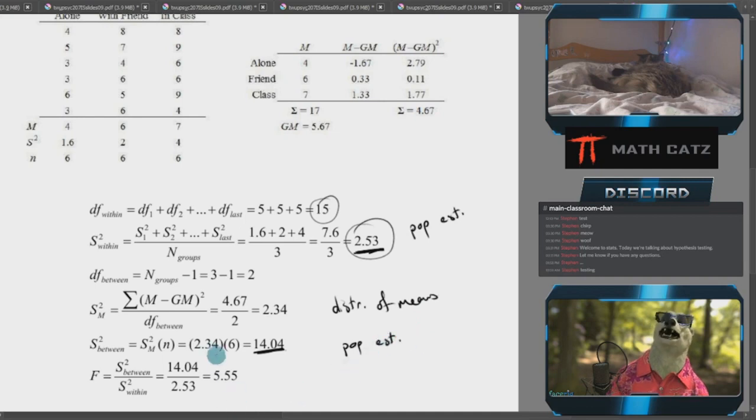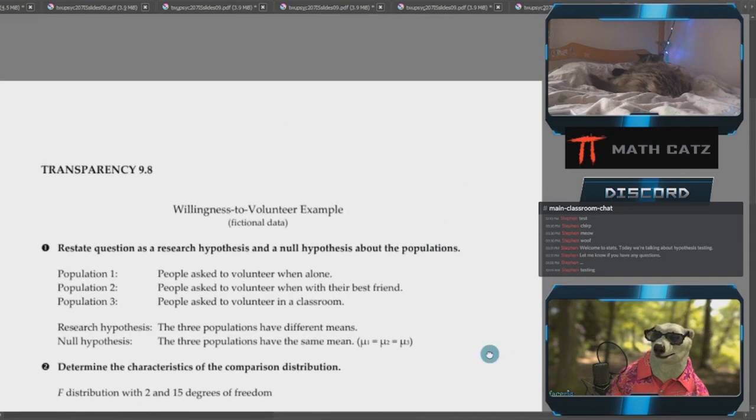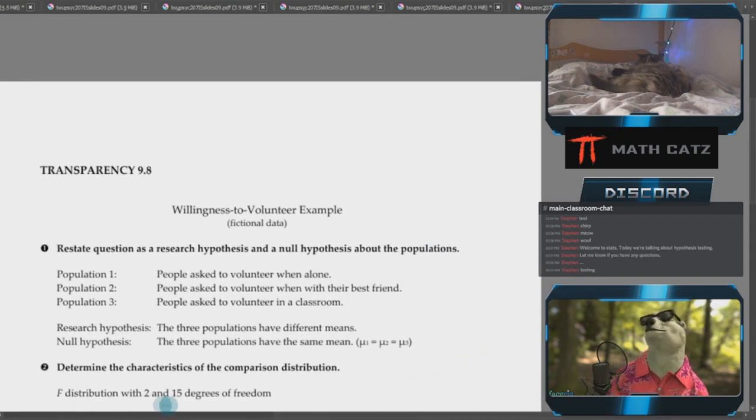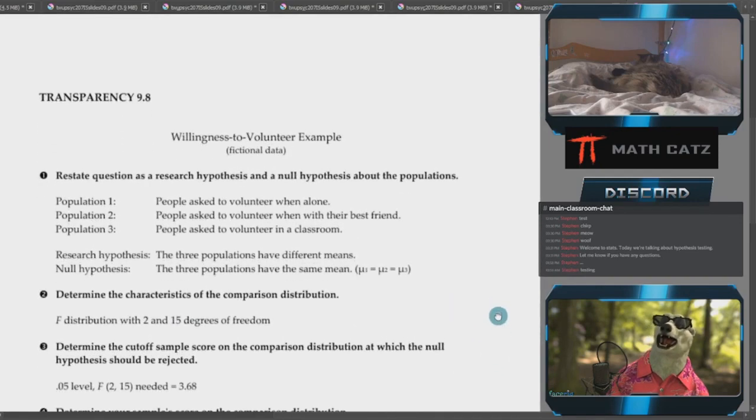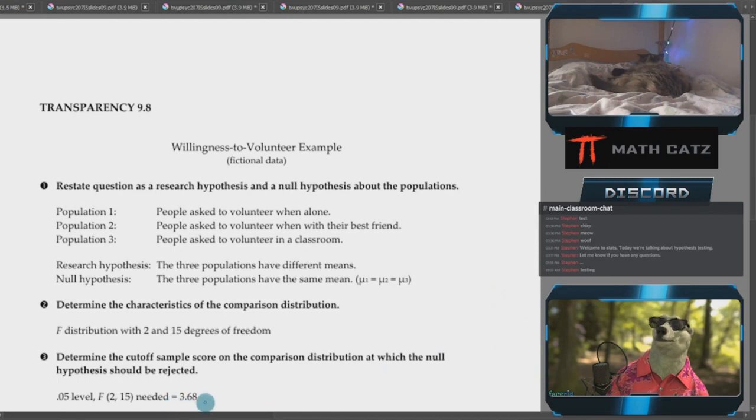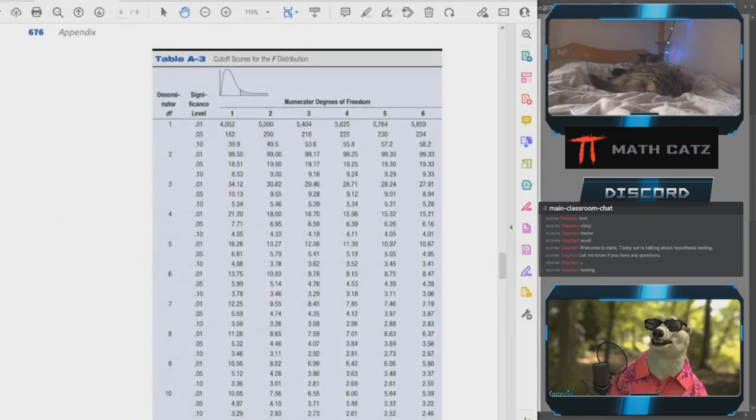That has a distribution based on the degrees of freedom, 15 and 2. So let's just go through the highlights here. F distribution with 2 and 15 degrees of freedom. I need to just make sure, where do I find this cutoff? 3.68 rather. So 2 and 15, I have it over here.